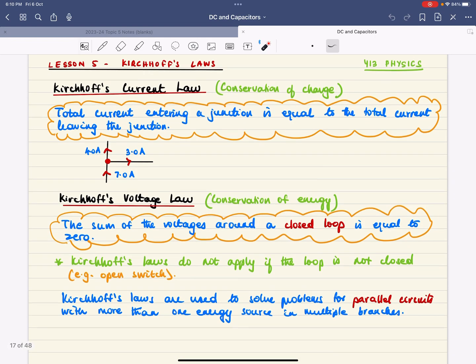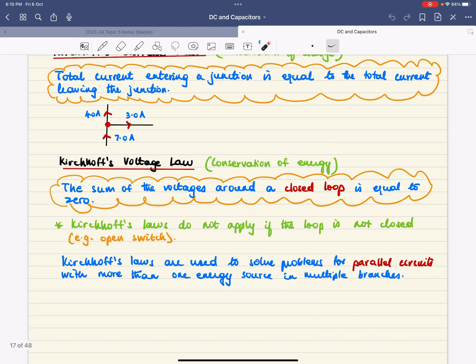And the second law is the voltage law, and because voltage is to do with the amount of energy carried by charge, it's also the conservation of energy. According to Kirchhoff's voltage law, the sum of the voltages around a closed loop is equal to 0. Kirchhoff's laws do not apply if the loop is not closed, like if you have an open switch. I will solve a problem using Kirchhoff's laws so you know how to go about that.